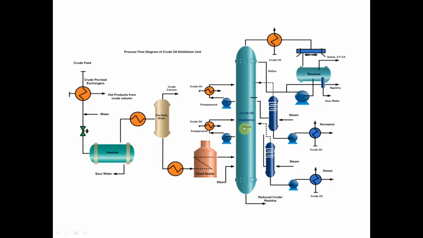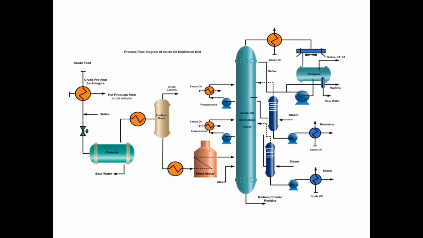Now I'll be talking about the products from the CDU. What are the products we are getting from the CDU? The first one is fuel gas. Another is LPG gas. Another is naphtha. The next one is kerosene. Another is aviation turbine fuel, light gas oil, heavy gas oil, and the residue, or the reduced crude oil.